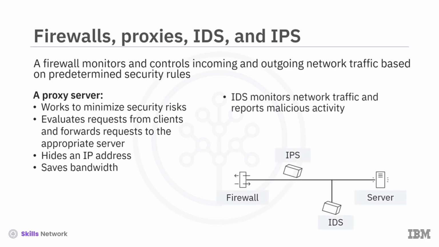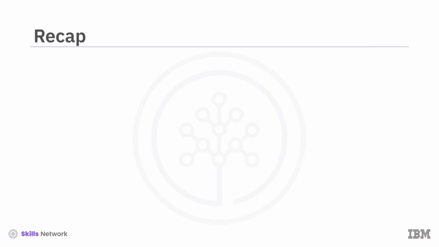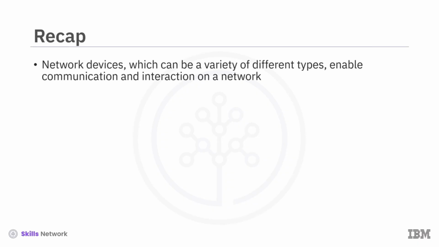An intrusion detection system, or IDS, monitors network traffic and reports malicious activity to the network administrator. An intrusion prevention system, or IPS, inspects network traffic and removes, detains, or redirects malicious items based on rules set by the network administrator.